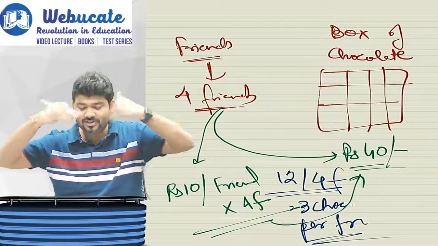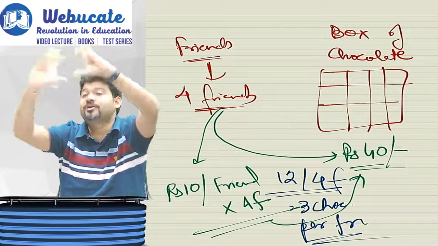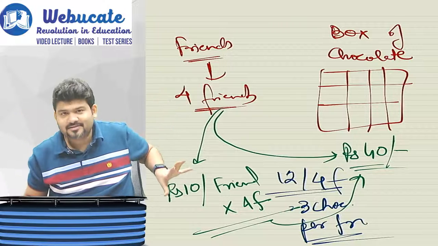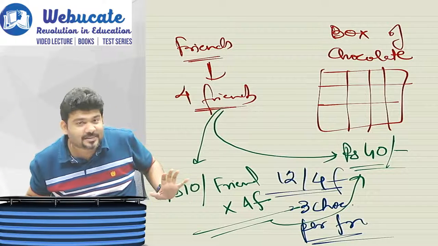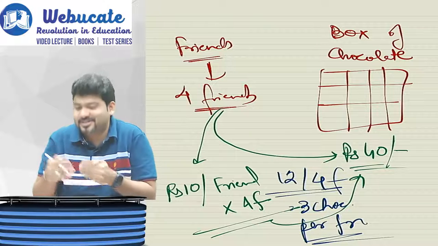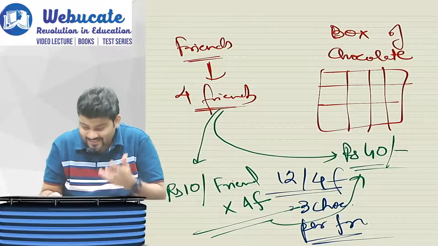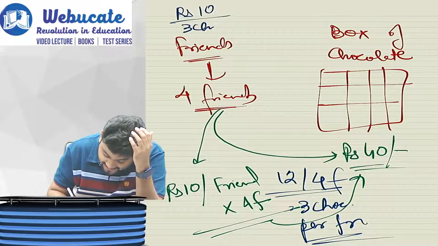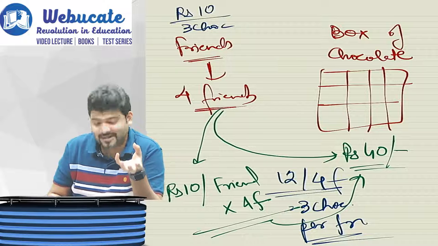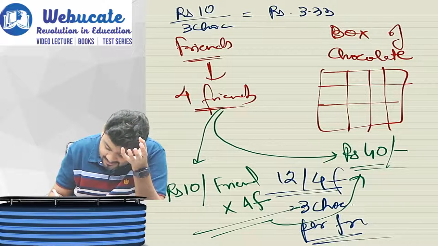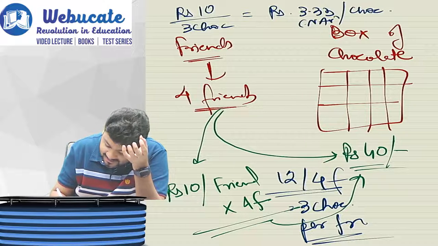The friends who wanted chocolates but could not afford the whole box have now got 3 chocolates, and for that they have invested 10 rupees. Got it? So if you think in terms of units and net asset value, you have invested 10 rupees and you have got 3 chocolates. So basically 3 units. So per unit is how much? What is the NAV? 3.33 per chocolate. So this is your net asset value.